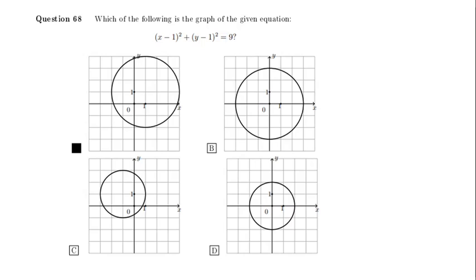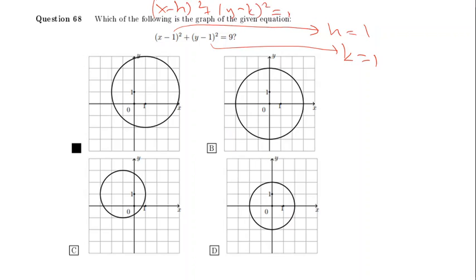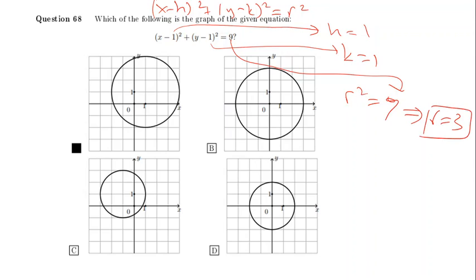Which of the following is the graph of the equation? From this equation, you can get here h equal to 1 and k equal to 1. It was all the time x minus h squared plus y minus k squared equal to r squared. And from here, you can say r squared is equal to 9. And this will tell you the radius is equal to 3. And the center now is 1, 1. Okay, 1, 1, not equal to 3. Where is 1, 1?